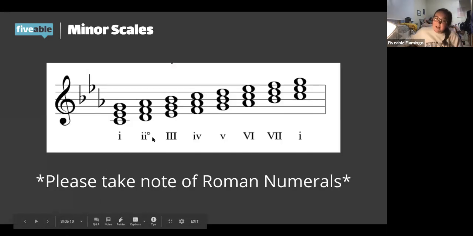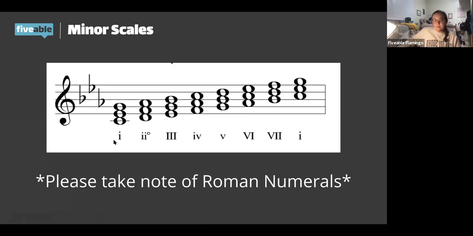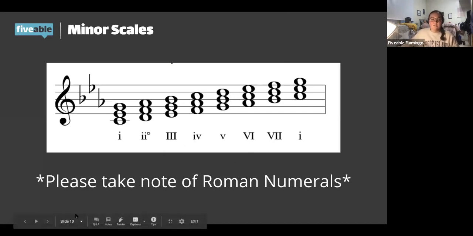And here we have a minor scale. This shows the difference between the Roman numerals we use here. So see, in a minor scale, the 3rd, 6th, and 7th are going to be major triads, versus the 1, 4, and 5, that would be major triads in a major scale. So these are just helpful to know as well, and definitely something I would write down.